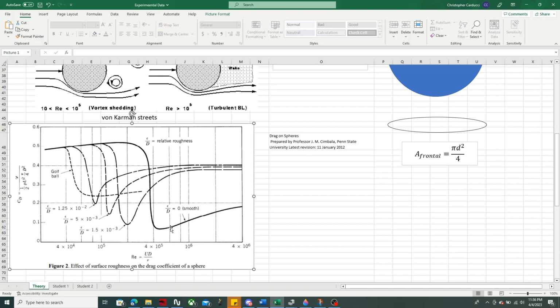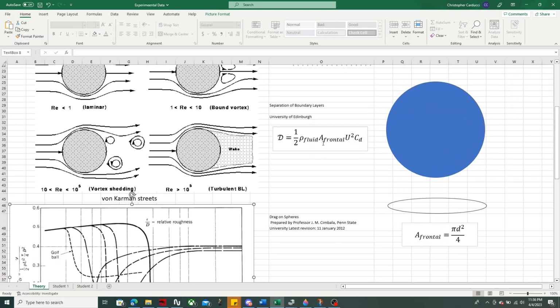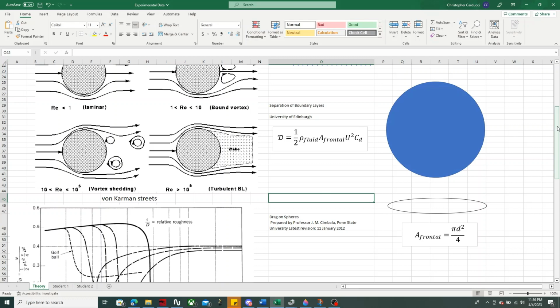Here is a ball of different roughnesses, right? So maybe it is grooved, or maybe it's dimpled. It's something. And you can see here on the y-axis, it's the drag coefficient, and on the x-axis, it's the Reynolds number, right? So you can see that there's this sweet spot for a certain size and a certain speed of a certain fluid, and let's just claim it's air for now. You minimize the drag coefficient, which means then you minimize the drag force experienced.